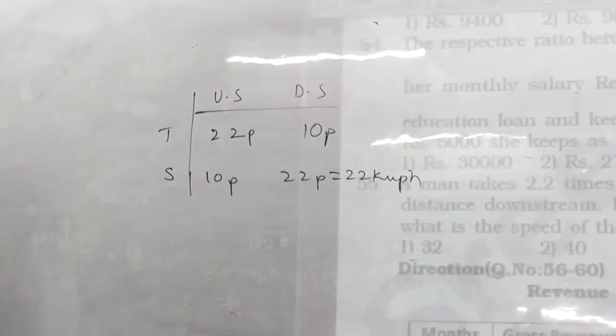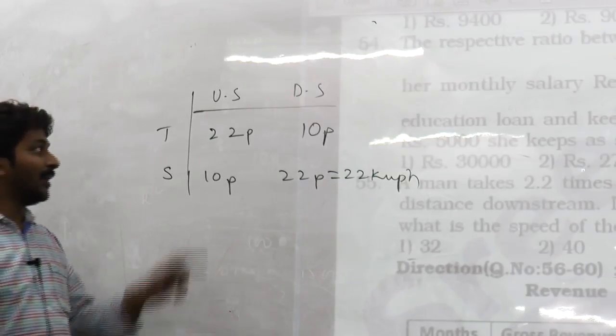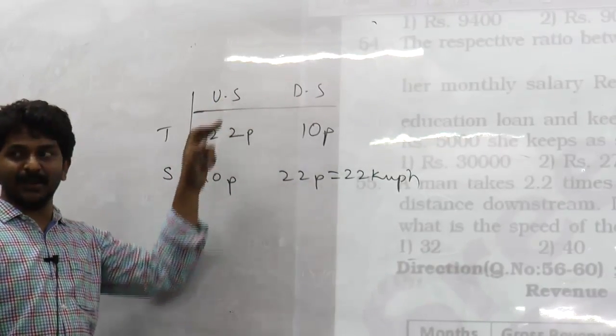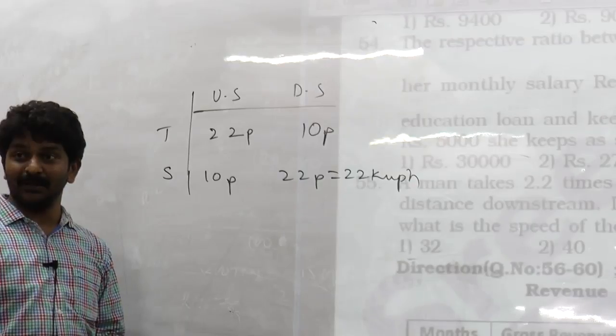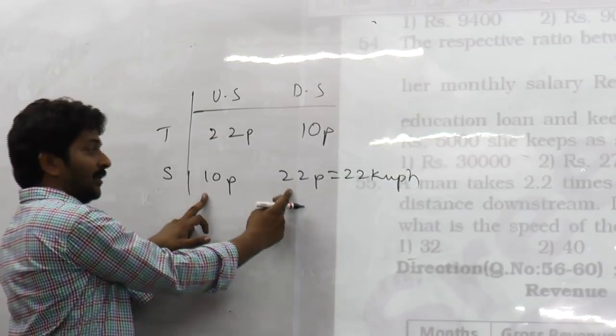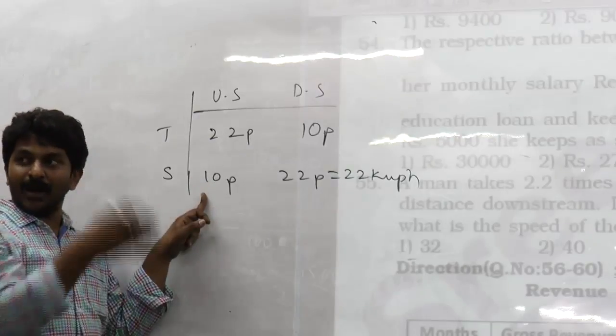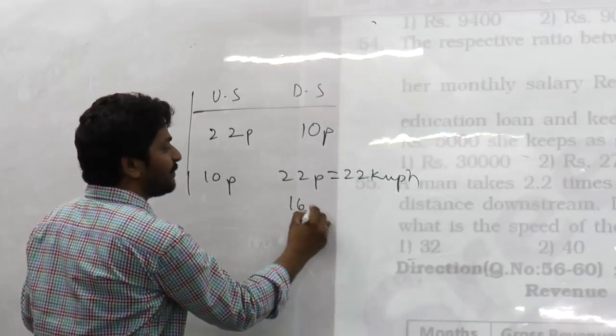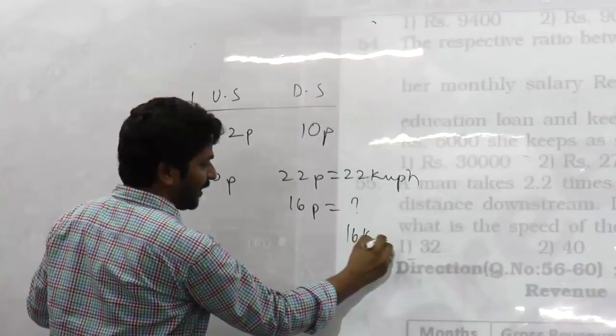You are asked about the speed of the boat in still water, the man's speed. When you have upstream speed and downstream speed, how will you get the man's speed? Average of these two numbers. 22 and then 10, 32, half, 16 parts. 16 parts is equal to how much? 16 kilometers per hour.